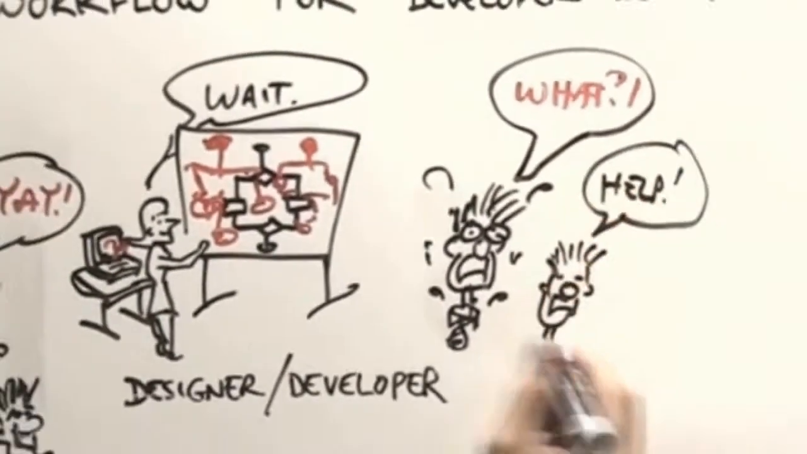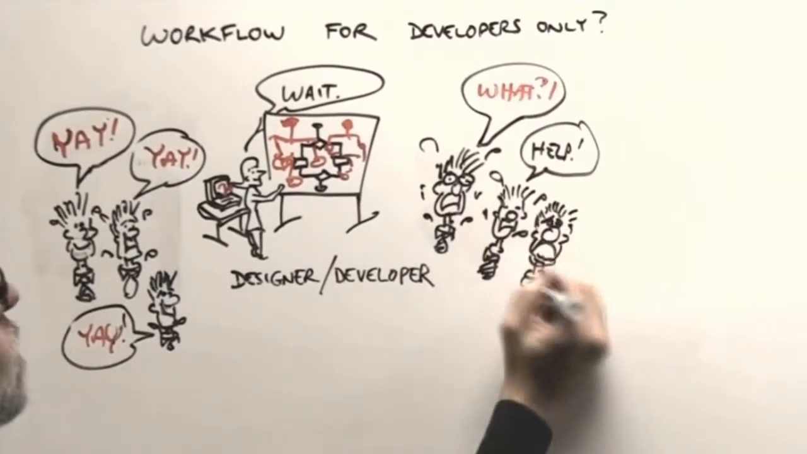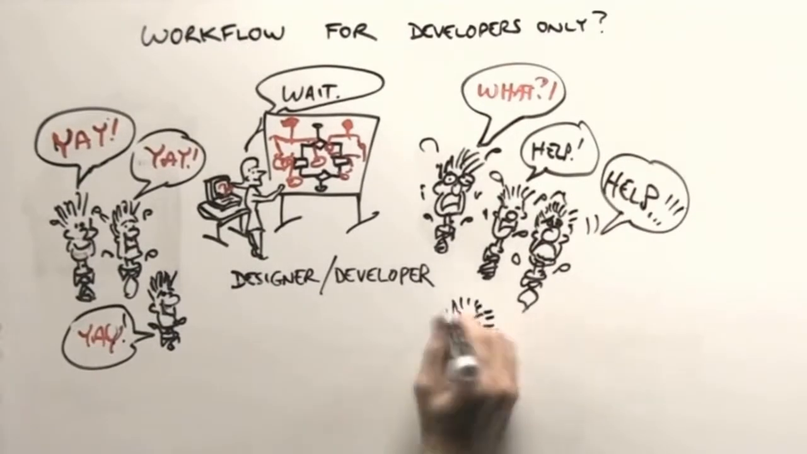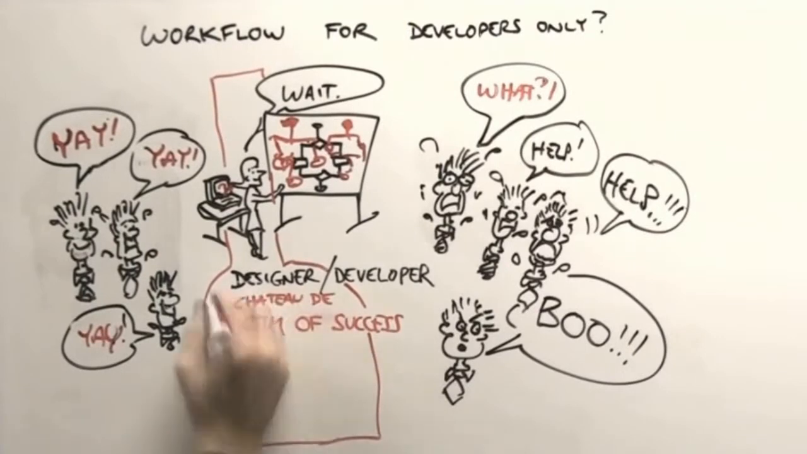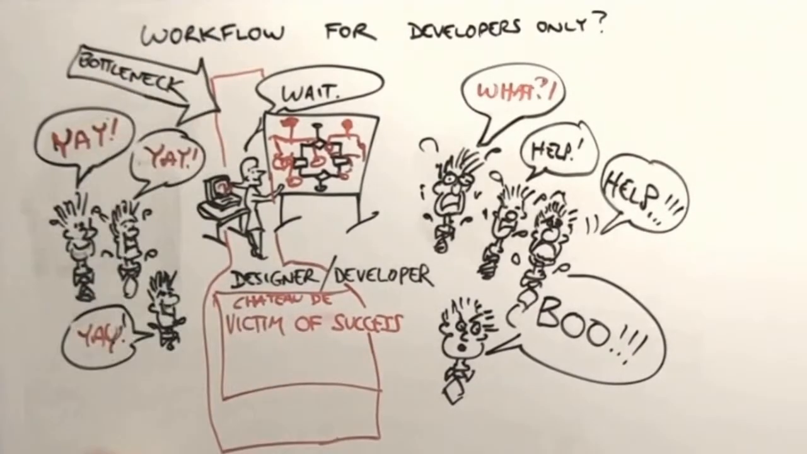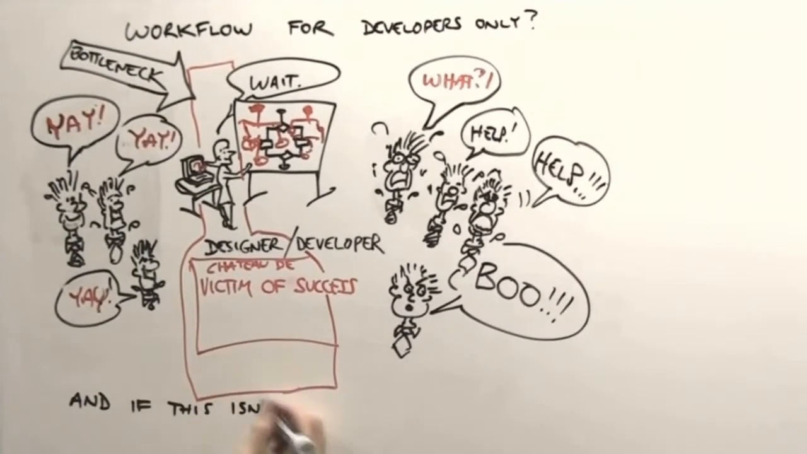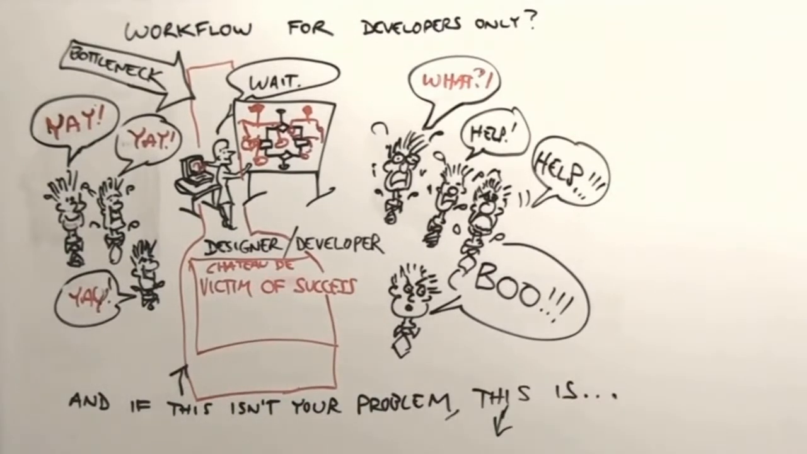You can also imagine what the succession of reactions will be as more and more people have to wait. There's an eventual revolt and developers become victims of their own success. And your crew of developers effectively become a bottleneck. And if that's not your problem, well, this probably is.